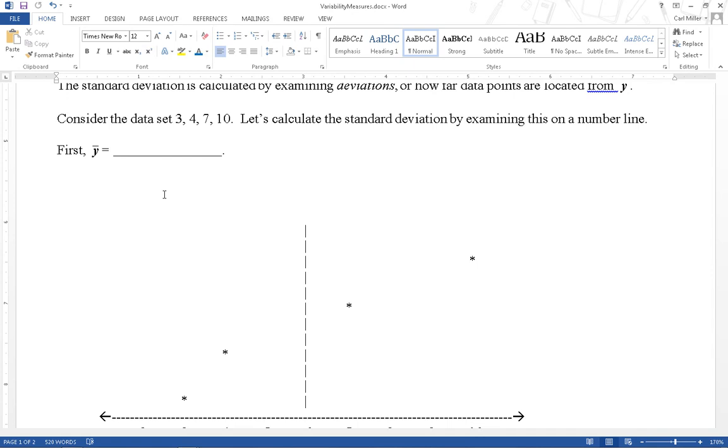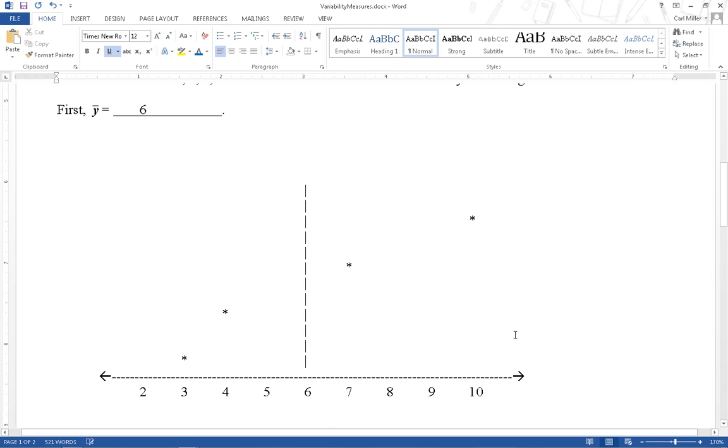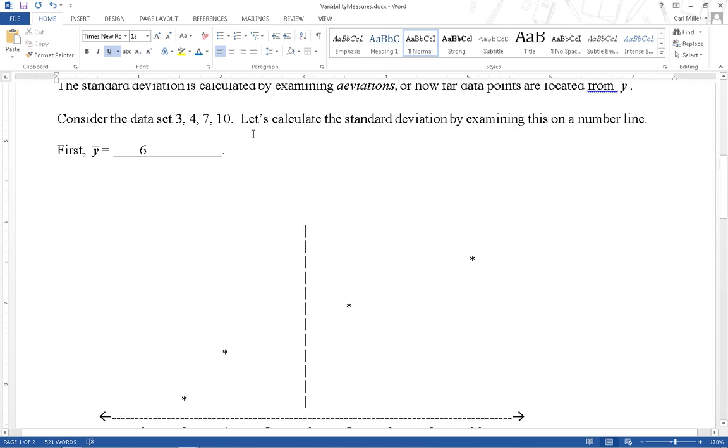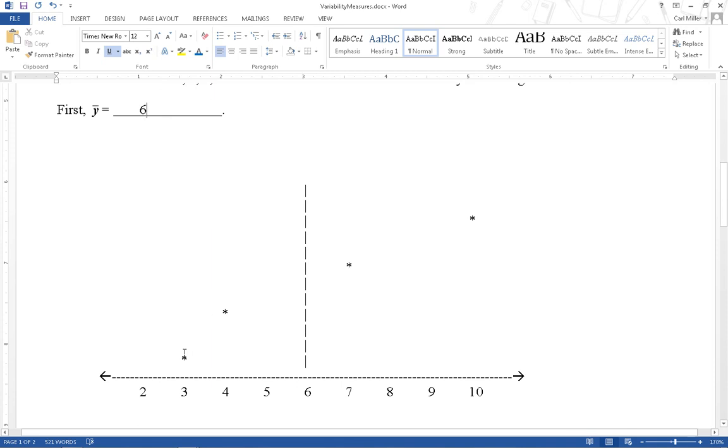In this case we need the sample mean. So we add up the 4 numbers, 3 plus 4 plus 7 plus 10, get 24, and then divide by 4. So y bar turns out to be 6. I drew a number line and labeled where y bar was with a vertical line, and I also marked where the data points were, 3, 4, 7, and 10. This first asterisk is where 3 is. We're going to measure how far that is from the y bar location. Then 4, we're going to measure how far that is, and so on.